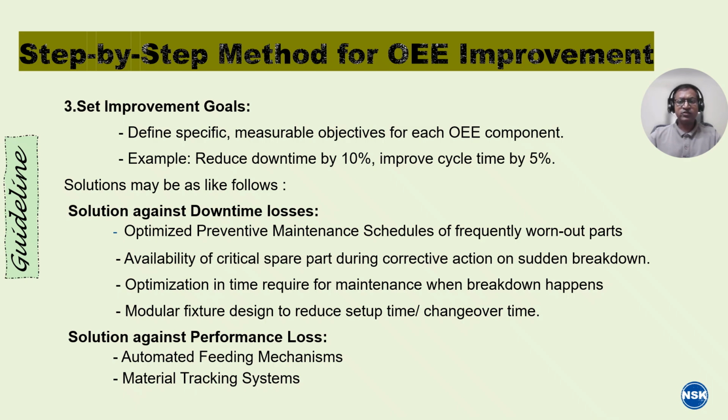Solutions against performance losses are automated feeding mechanisms, like installing robotic feeders to ensure consistent material flow, using vacuum or conveyor-based systems for precise material delivery, and deploying programmable logic controllers (PLC) for adaptive feeding based on production speed. Second is a material tracking system, like implementing RFID tags to track material availability in real time, using warehouse management systems integrated with production lines, and employing IoT-enabled sensors to monitor stock levels and trigger replenishments.